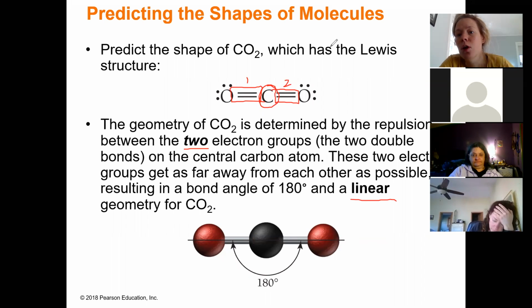Now notice that there are no lone pairs of electrons on the central atom. That makes the geometry much easier to predict, okay? Because we've got one group, two groups, no lone pairs. Nice, easy peasy, simple.